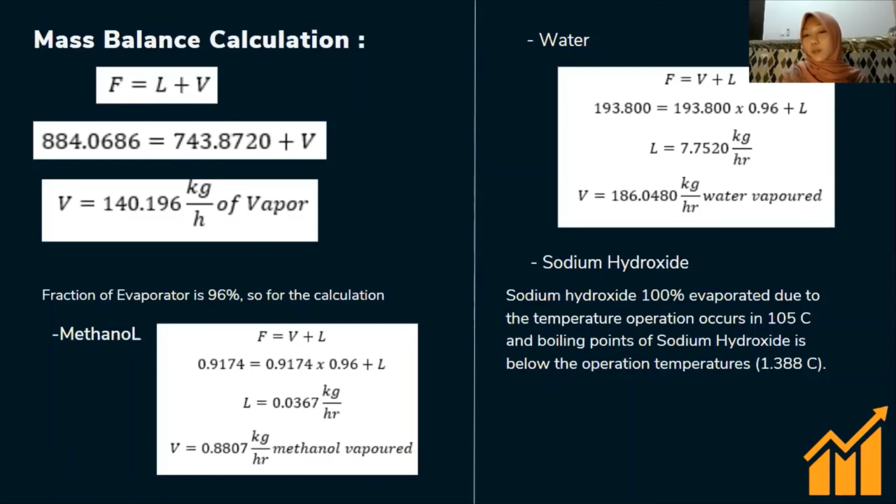And the last is for sodium hydroxide. The sodium hydroxide is 100% evaporated because the operating temperature is 105 degrees Celsius, and the boiling point of sodium hydroxide is below the operating temperature, which is about 1.388 degrees Celsius.